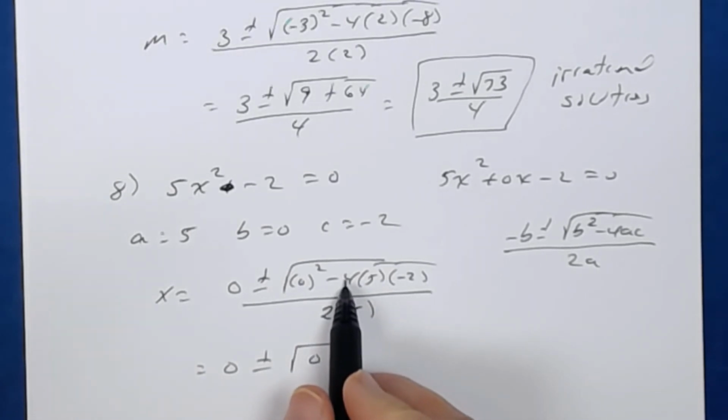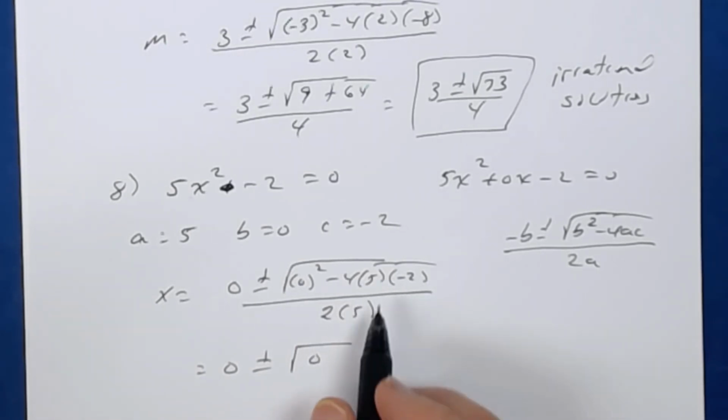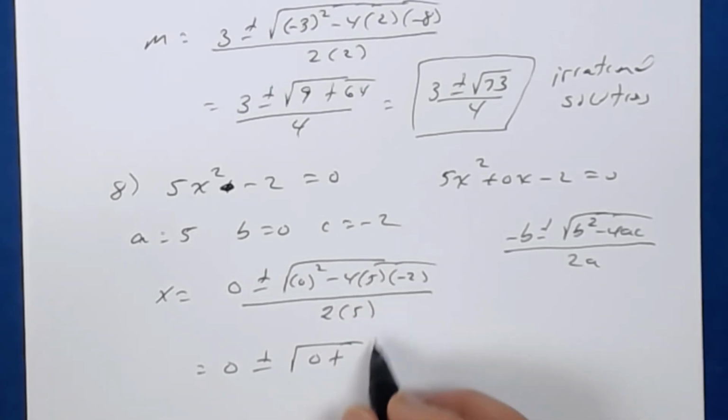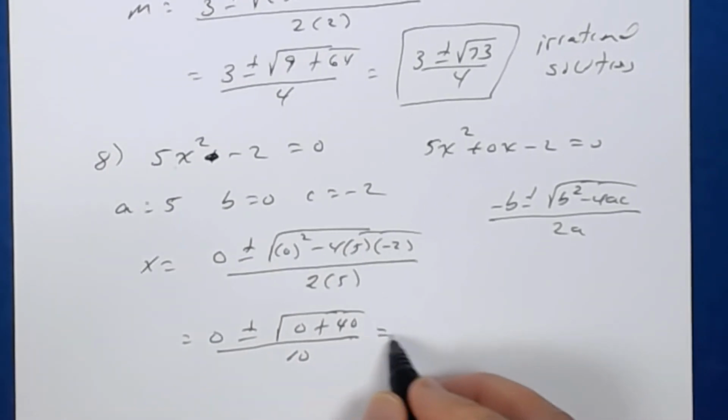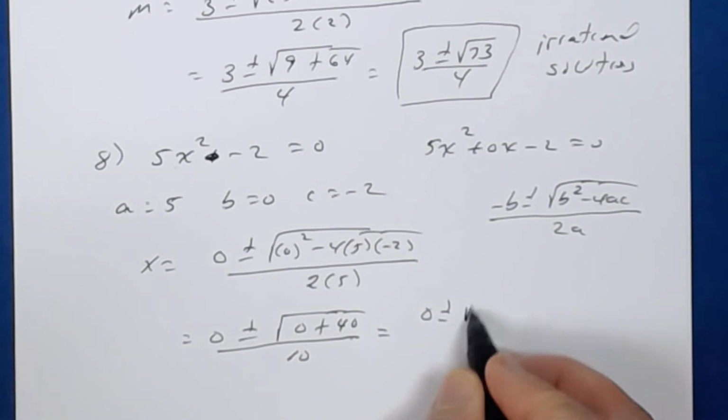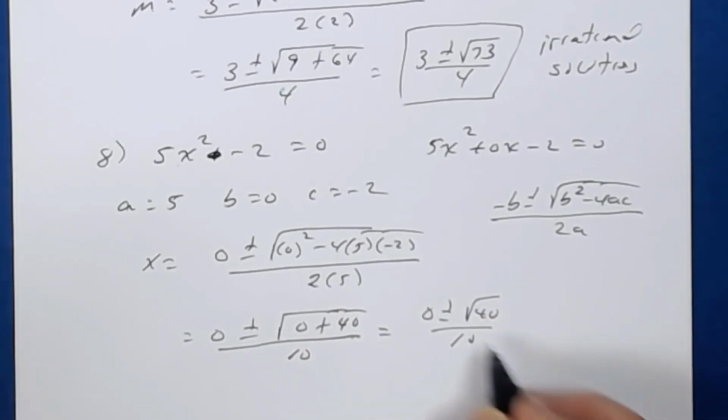All right, now what's a negative times a positive times a negative? Okay, it's a positive, so I'm going to be adding. 4 times 5 is 20. 20 times 2 is 40. All divided by 10, right? Okay, so I get 0 plus or minus the square root of 40, all divided by 10.